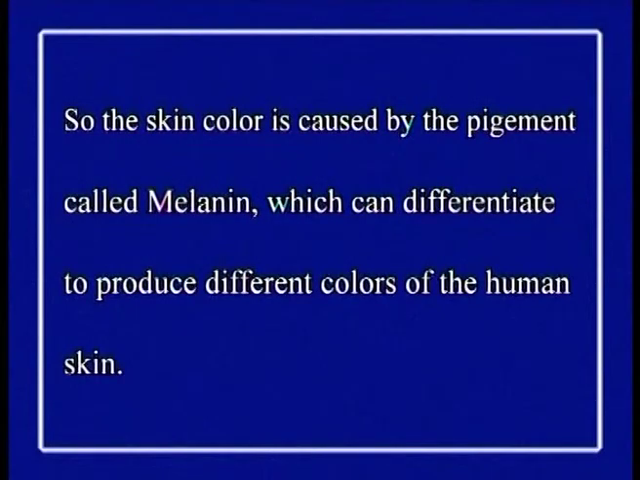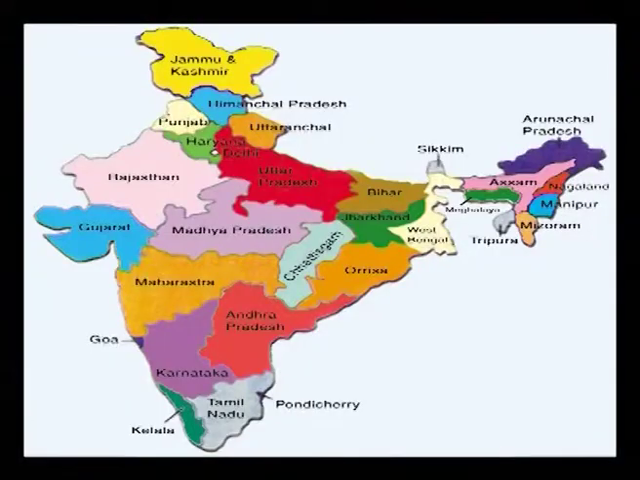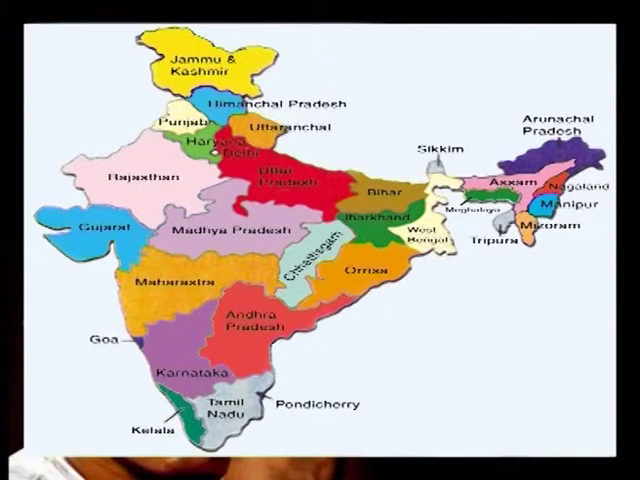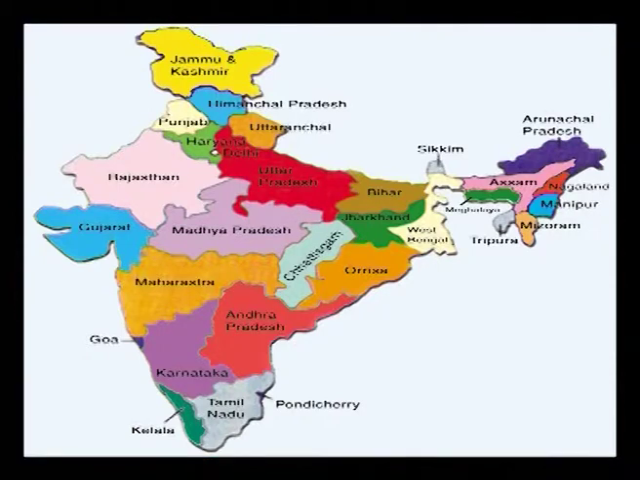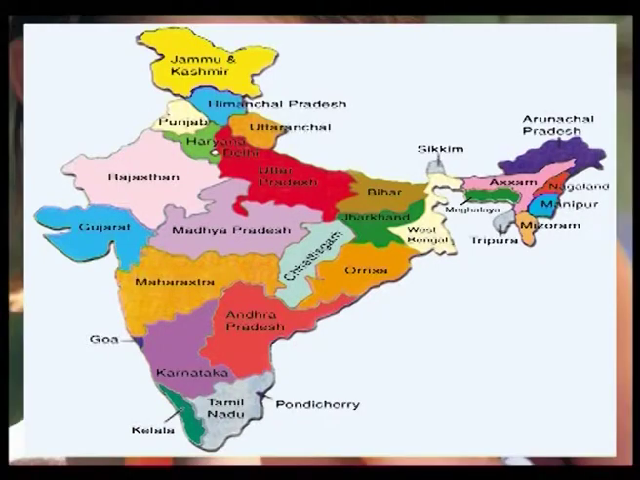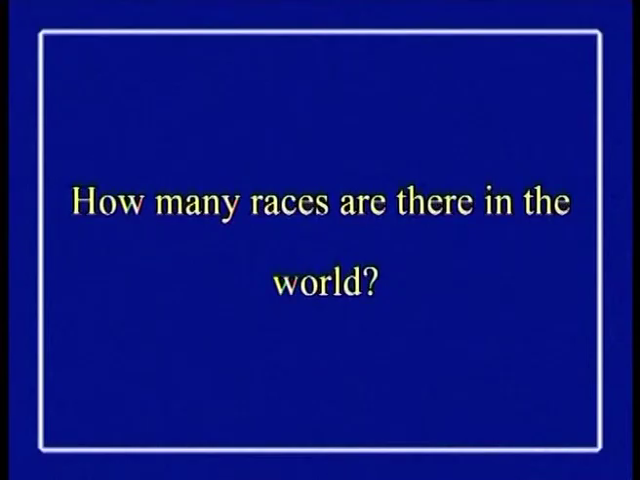the human skin. So if you look at the distribution of human skin, the whole of the South, including India, is said to have darker or brown color, whereas the whole of the North seem to have the whites and the yellows. Now comes the question, how many races are there in the world? The number of races has been a dispute. Different people have said there are different number of races.